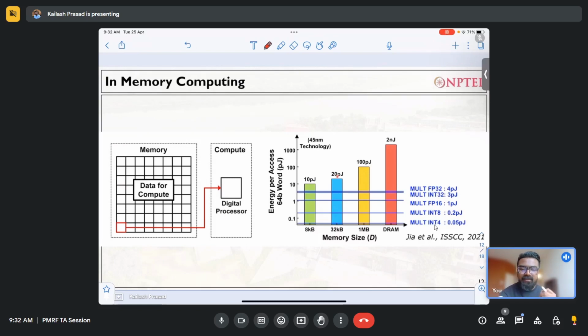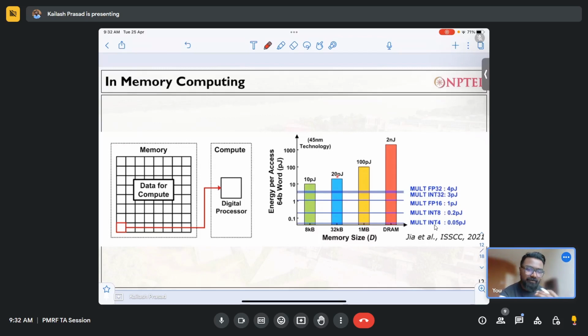The same idea here is, you make your memories more intelligent. You do computation inside memory, you do processing inside memory and make your memories more intelligent. So it makes much more sense to do computation where the data resides. So this whole domain is called in-memory computing.